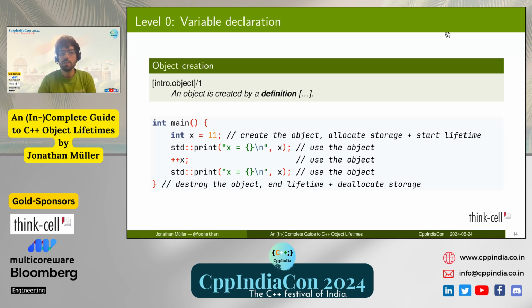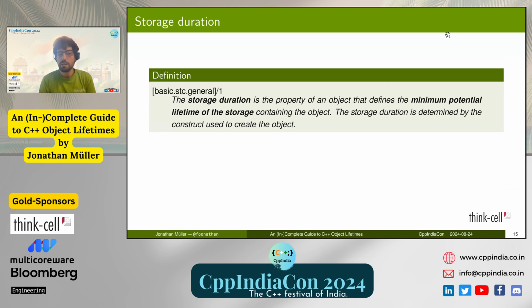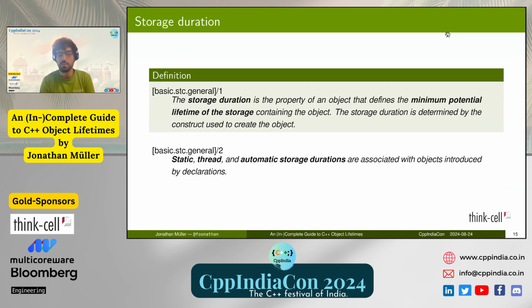Now, when exactly is the object allocated and the lifetime started? Well, it depends on the storage duration. The storage duration is another property of an object, and it defines the minimum potential lifetime of the storage containing the object, and it depends on how we created the object. So it's essentially the lifetime of the storage, not of the object itself. And for declarations, we need to know about static, thread, and automatic storage durations.